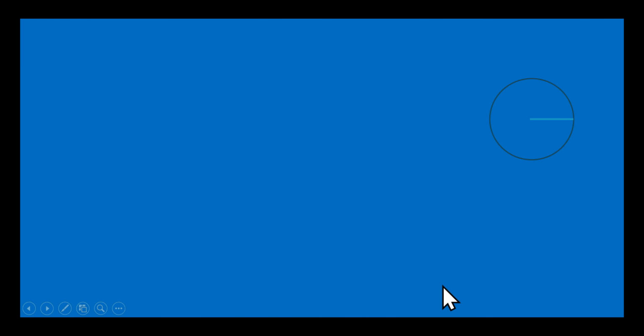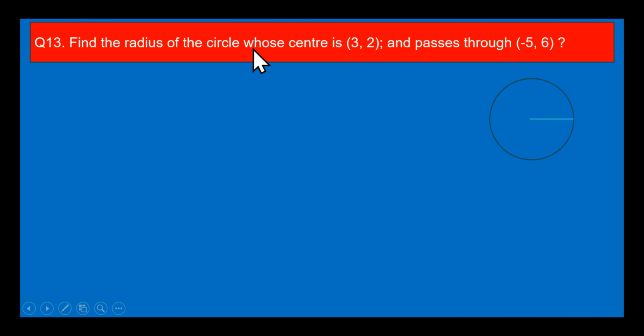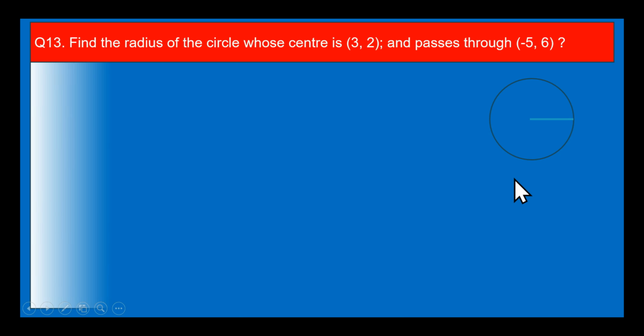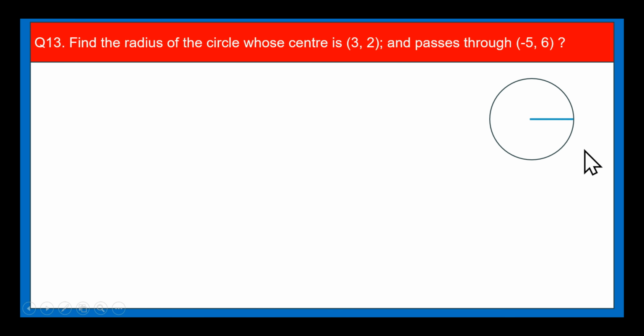Now, let us solve question number 13. Here is the question number 13. Find the radius of the circle whose center is (3, 2) and passes through (-5, 6). I shall repeat. Find the radius of the circle whose center is (3, 2) and passes through the point (-5, 6). You see, here is a circle. You can find a circle here and this is the center of the circle and it is a point on the circumference of the circle or on the circle.